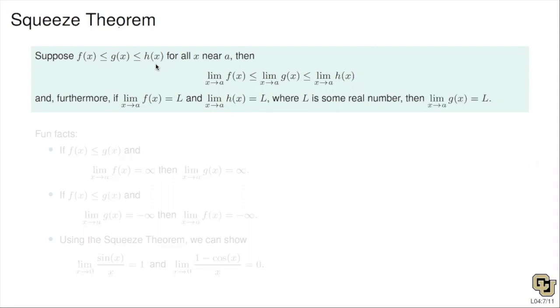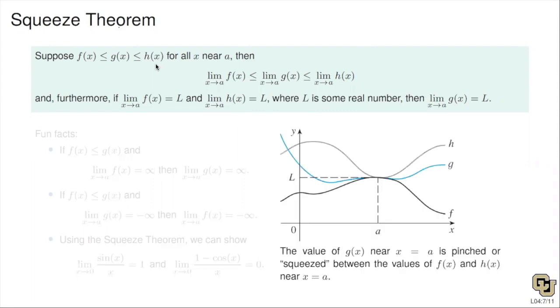Then in between, the function g has to also go to L. Basically, it's being forced, squeezed by the function below it and the function above it. So here's the function below and the function above, and g is stuck in between. And when we take the limit as x approaches a from either side, you see what happens to the limit. It's getting pinched or squeezed.